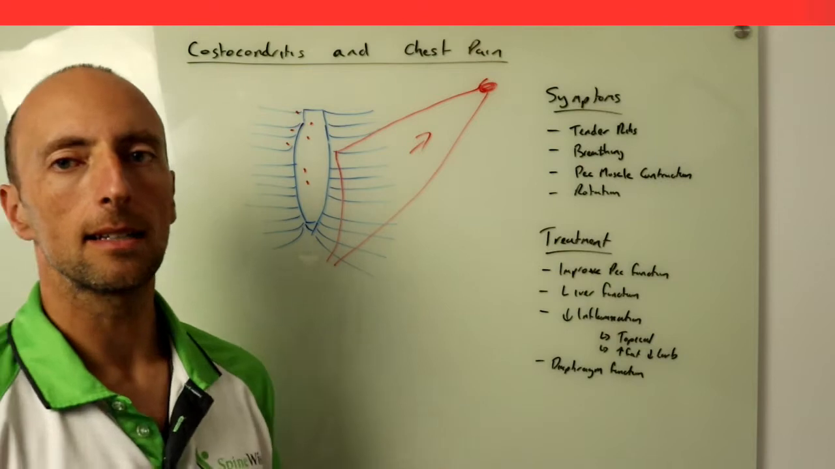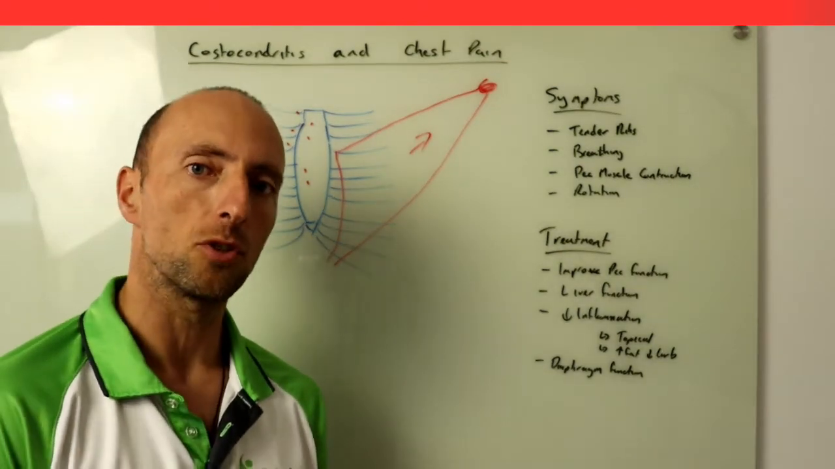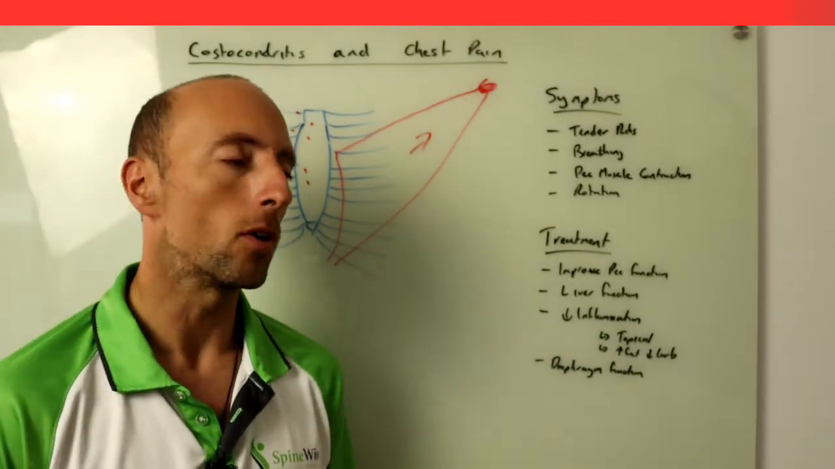All right, so first thing you need to understand is, please, anytime you have chest pain, it needs to be investigated. Please don't just presume that something is costochondritis when you may be having angina or even a heart attack.